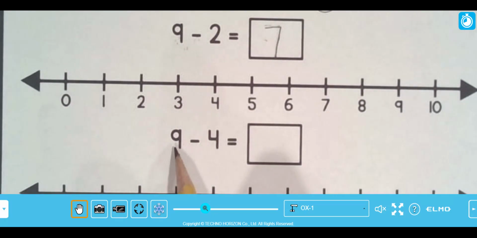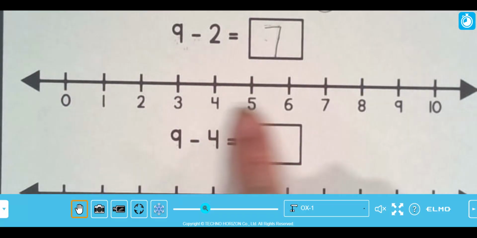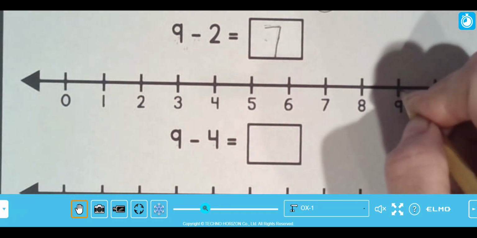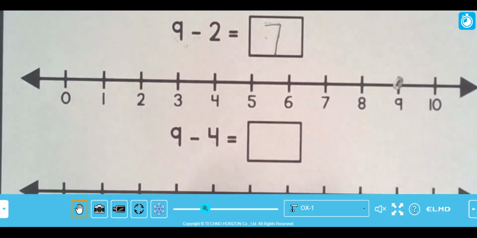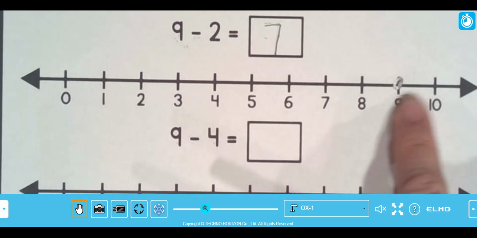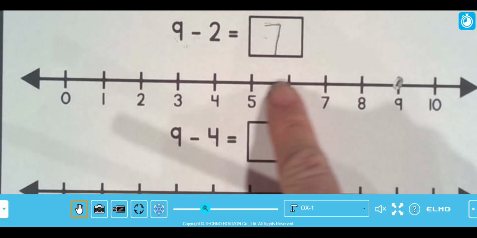Okay, we're going to do this one next. 9 minus 4. So what's the first number we're starting with? Yeah, 9 is the first number. So find it here. There it is. Make a mark. Okay, now we're going to subtract. What does subtract mean? Yeah, it means that our answer is going to get smaller. So we're going to start here, but we're not going to get bigger. We're going to get smaller this way.